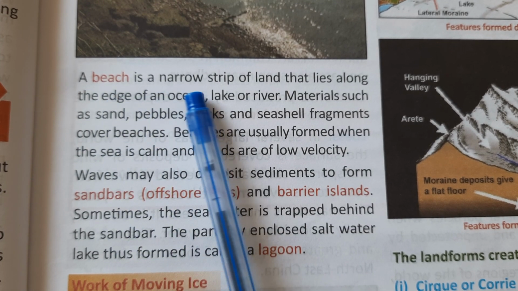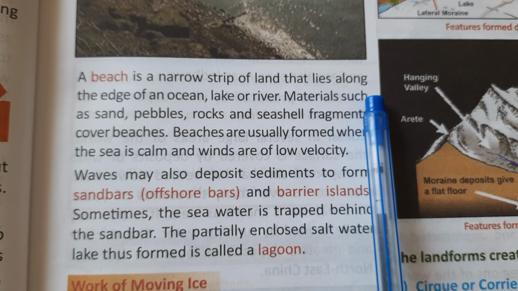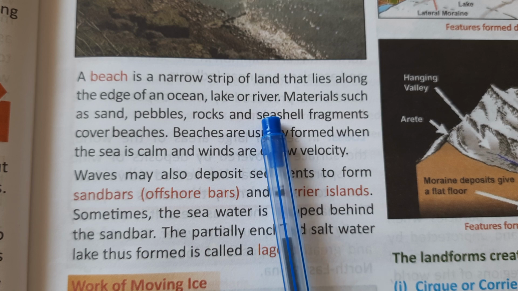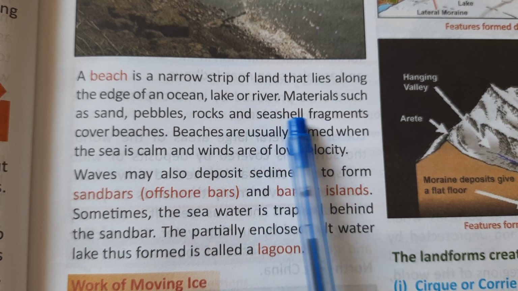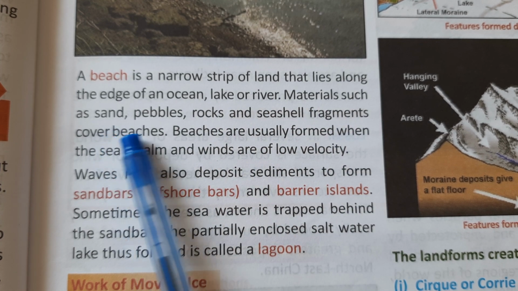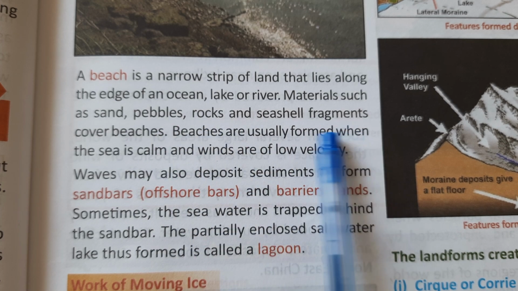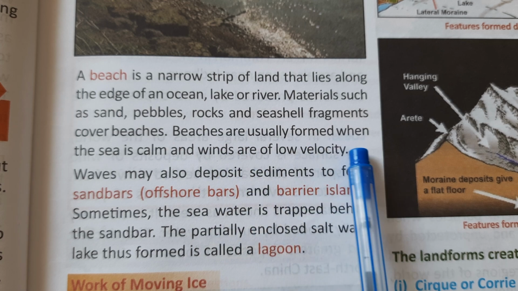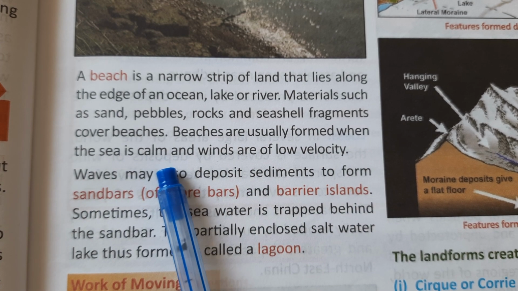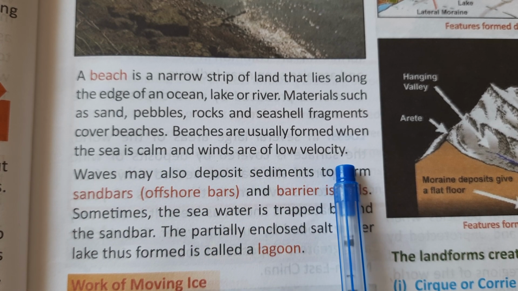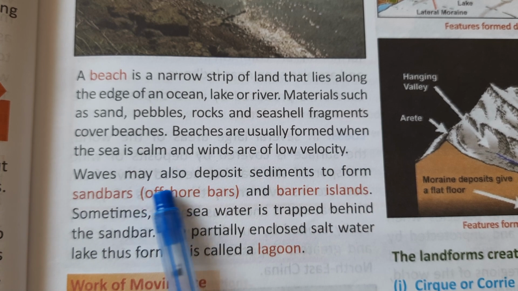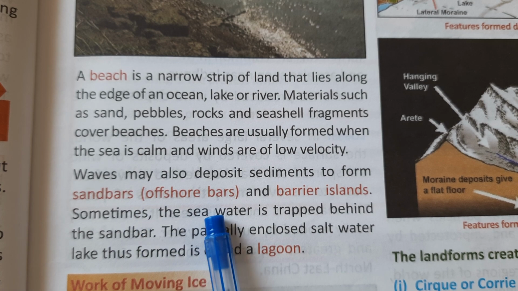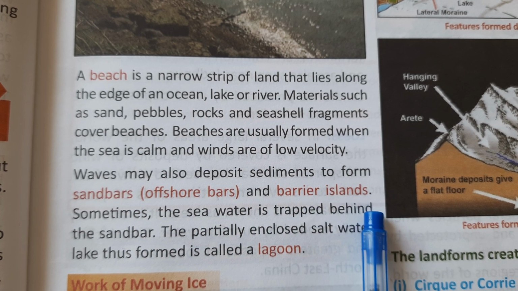A beach is a narrow strip of land that lies along the edge of an ocean, lake or river. Materials such as sand, pebbles, rocks, and seashell fragments cover beaches. Beaches are usually formed when the sea is calm and winds are of low velocity. Waves may also deposit sediments to form sandbars, offshore bars, and barrier islands.